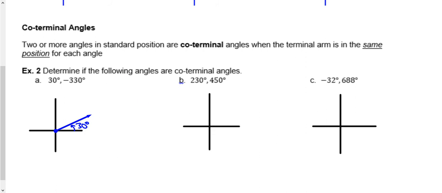The question now is, if I went in the clockwise direction, do I get to negative 330? Let's find out. So if I went in the clockwise direction, that's negative 90, negative 180, negative 270, plus another 60. Negative 270 plus another 60 gets me to negative 330. So there you have it. These two lines are considered coterminal, so let's jot that down.